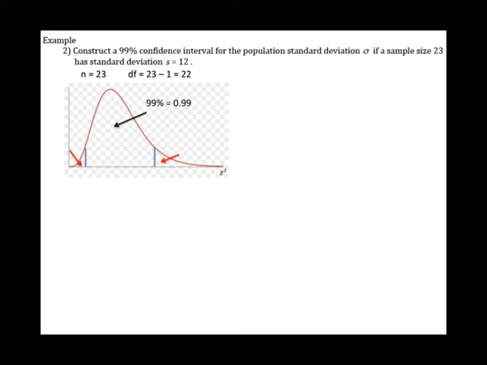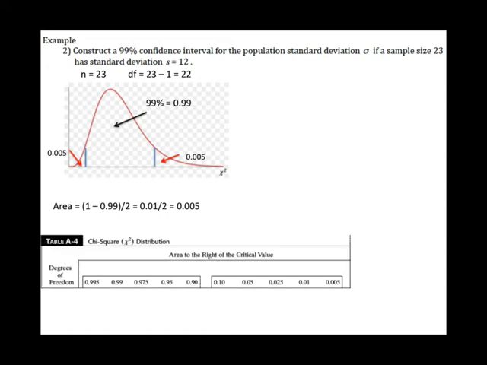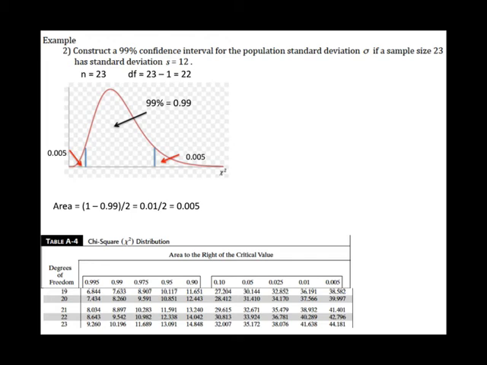Okay, in the middle, that will be 99%. Find out the area of each tail. So we're gonna do 1 minus 0.99 and divided by 2. So that will be 0.005 here. Okay, look at the table A4. Try to figure out what is the critical value to the right and also to the left.